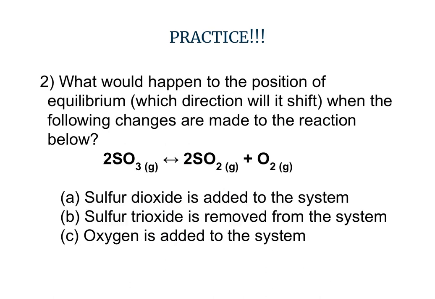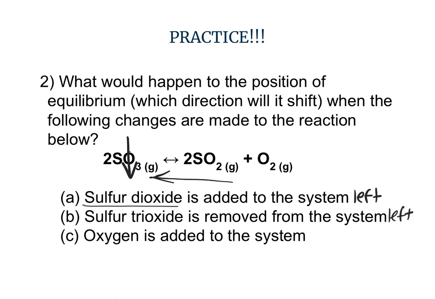We'll try another couple examples here, and then I will try to touch base with you if you missed class to see if these make sense. So let's say we're looking at this reaction. Which way is it going to shift if we add some sulfur dioxide? Well, if I add sulfur dioxide, I'm going to shift to make less of it. That's going to be to the left. If I look at my next one, I've got sulfur trioxide is removed. So I'm dropping this concentration. I'm going to shift to make more of it. So it's going to shift left again.